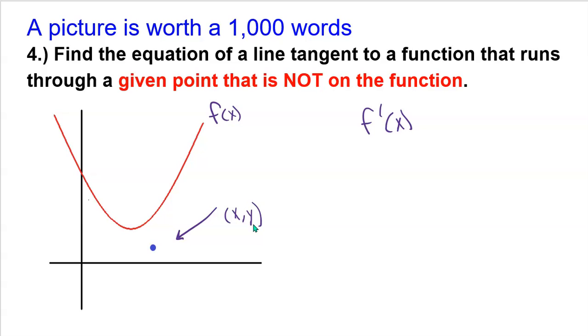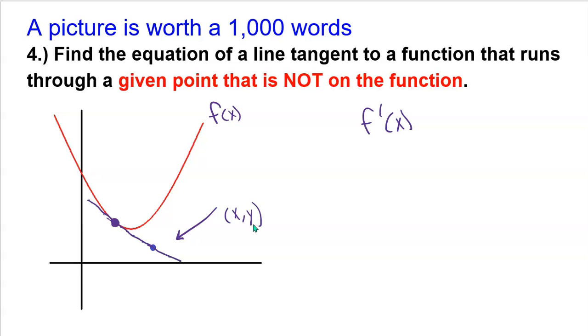So for example, I'm thinking about maybe this line right here. That looks pretty nice, right? It looks like it would have a point of tangency somewhere right around here, and it would beautifully be tangent to my function and cross through my blue point.